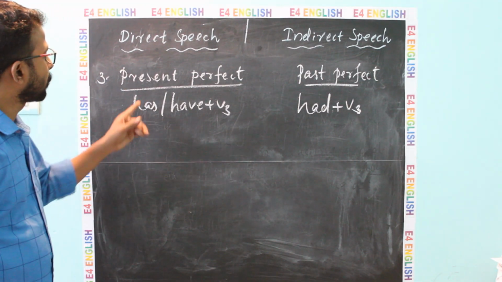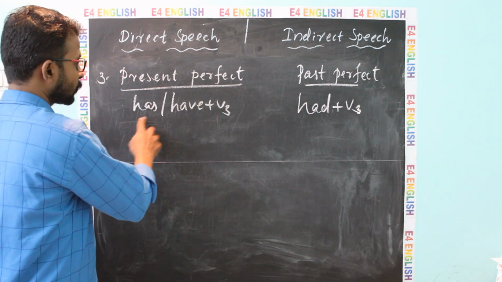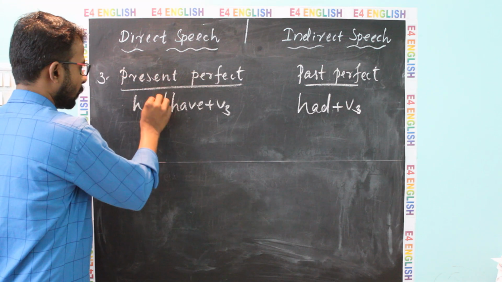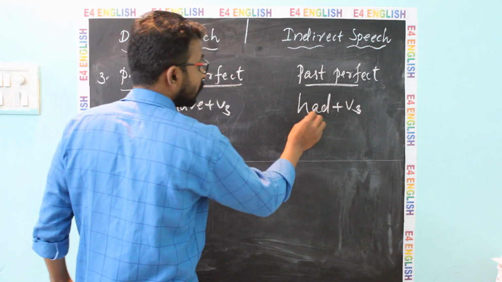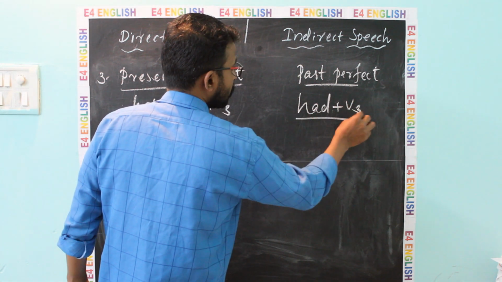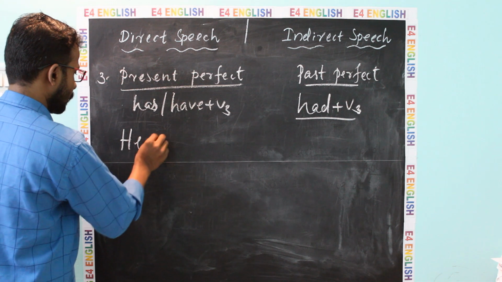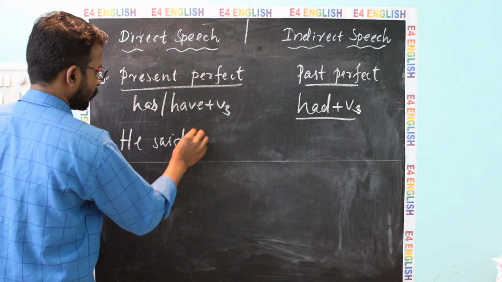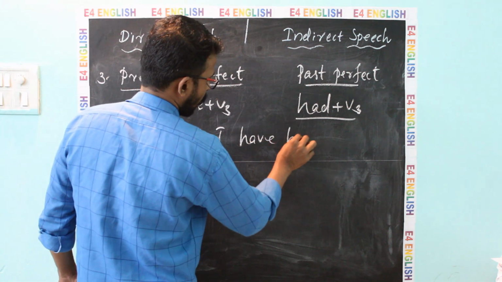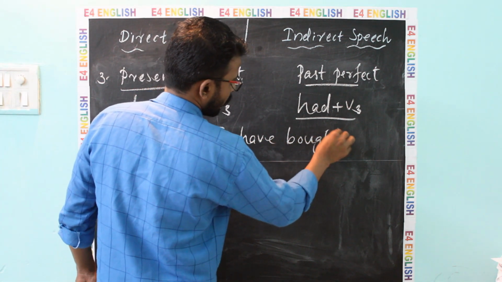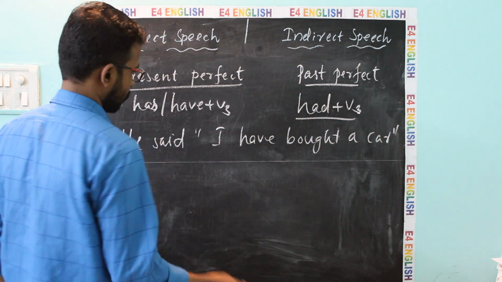Now let's go to present perfect. So you see the present perfect tense form is has or have plus V3, right? Has or have plus V3. Okay, so that will change into had plus V3, that means past perfect. Had plus V3. So one example: he said, I have bought a car. He said I have bought a car.